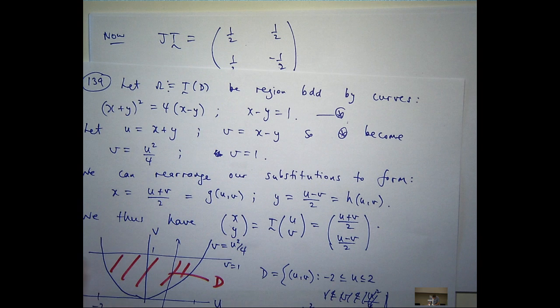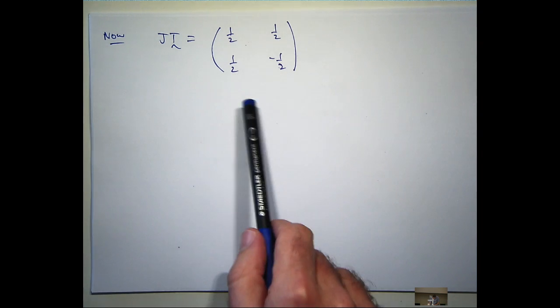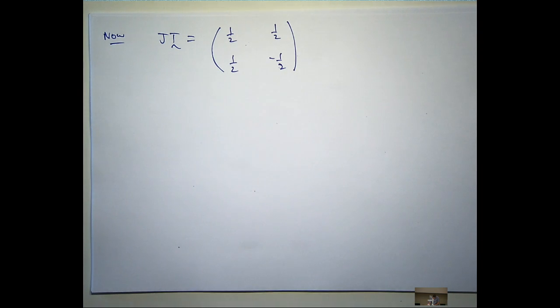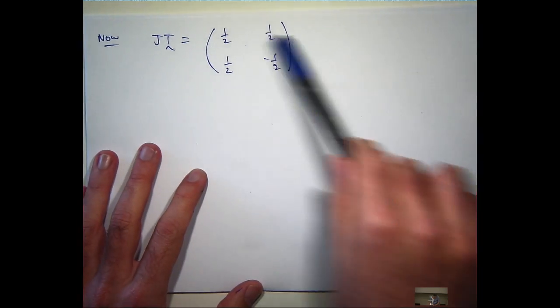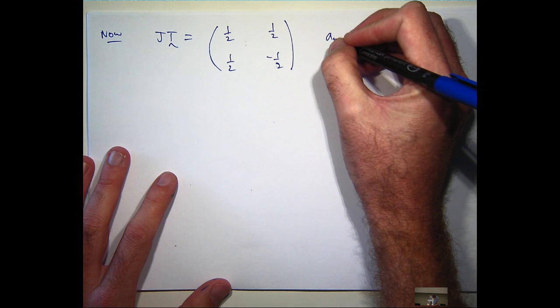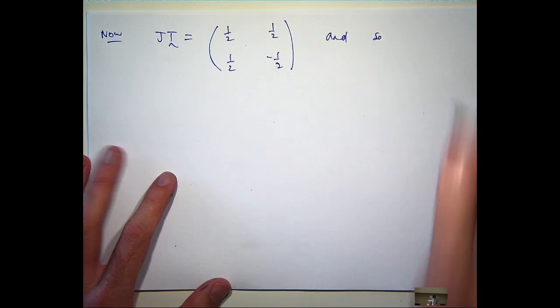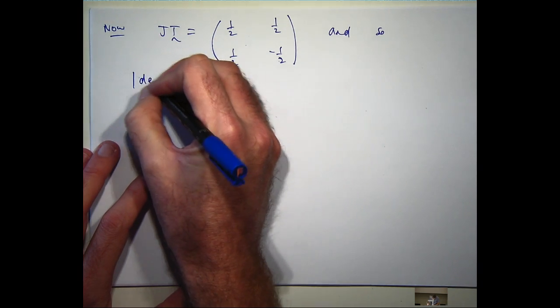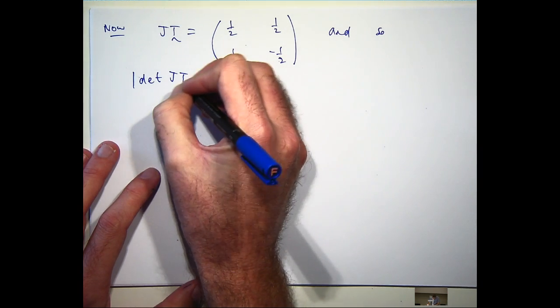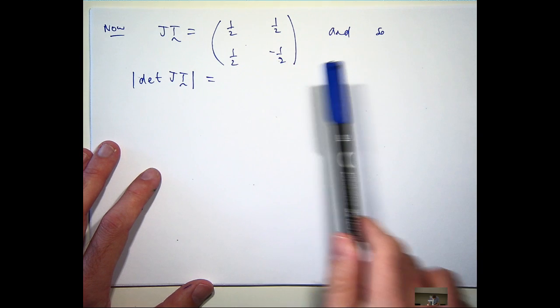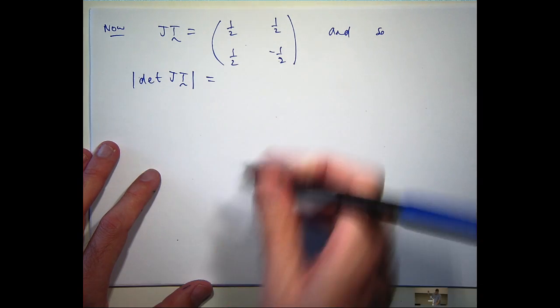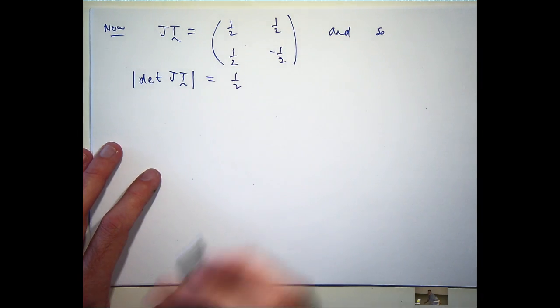So now what I want to do is take the determinant and then look at the absolute value. So if I take the determinant of this, remember it's just this times this minus this times this, and then I want to take the absolute value. I get something like negative 1/2, and take the absolute value, I'll get 1/2. Okay.